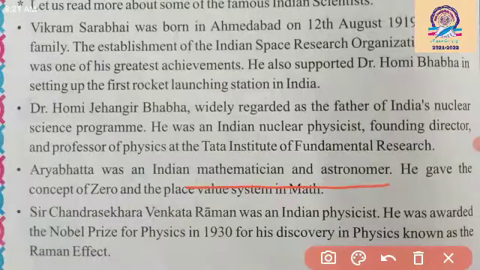The effects of planets, stars, and asteroids occur in the sky, and whatever happens in the sky, he studied as an astronomer. Aryabhat was an Indian mathematician and astronomer. He gave the concept of zero. The name Aryabhat is famous for the concept of zero and the place value system in math.